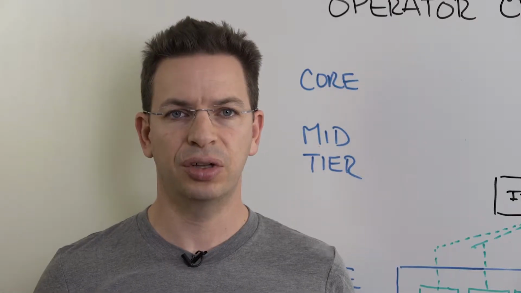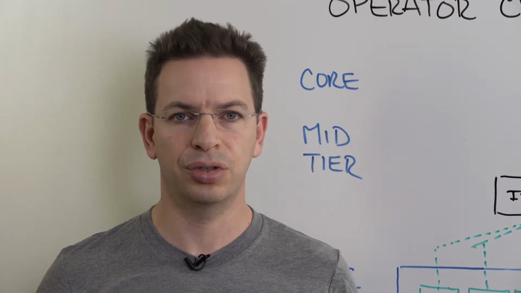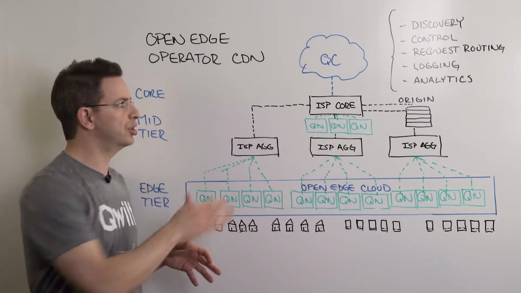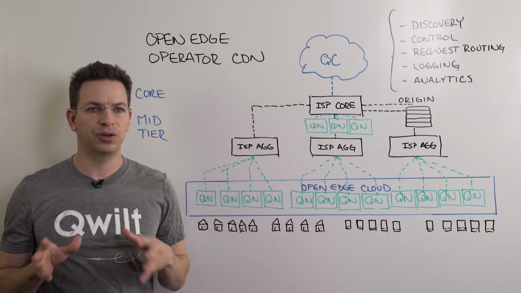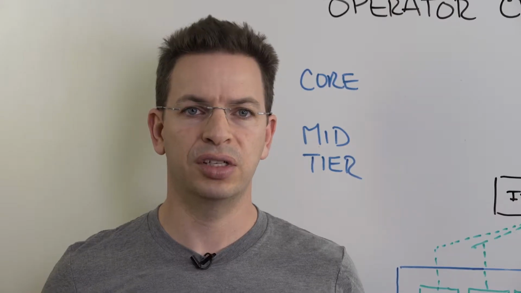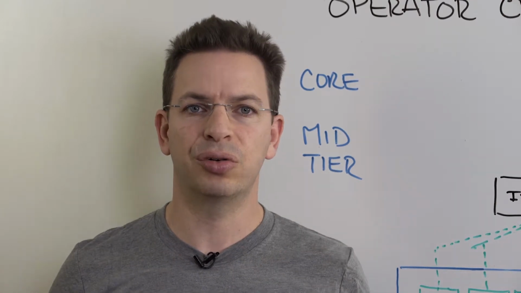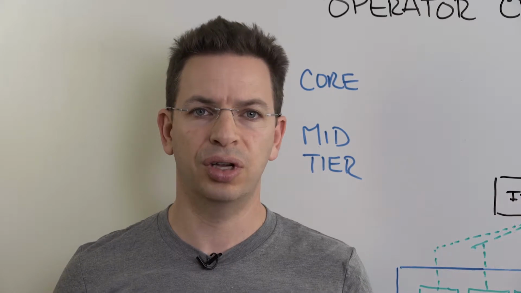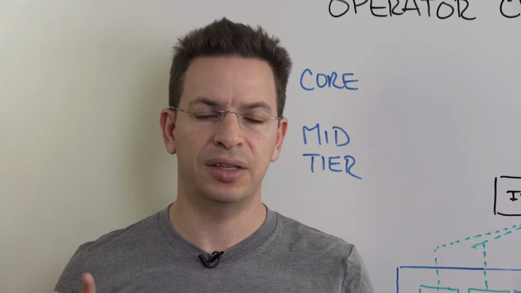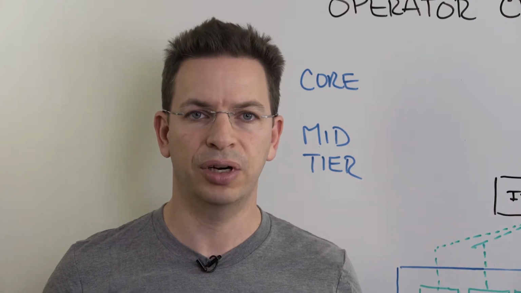So first, let's take a look at the components in Qwilt's solution that enable us to build an Operator CDN solution. The first component of this solution is QC. QC is our cloud-powered control plane for CDN. What we've done is leverage open source code and then build wrappers around it to actually create a fully blown control plane centrally managed from the cloud that doesn't require any controllers to be deployed inside the service provider network.